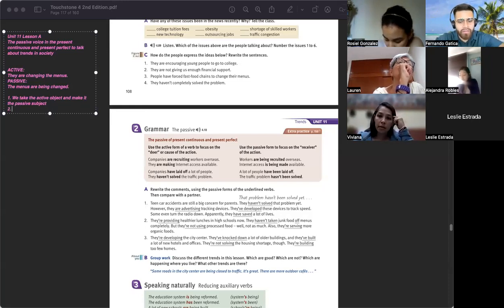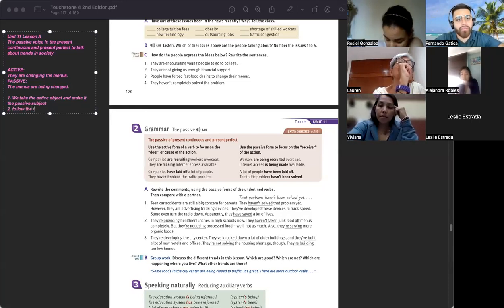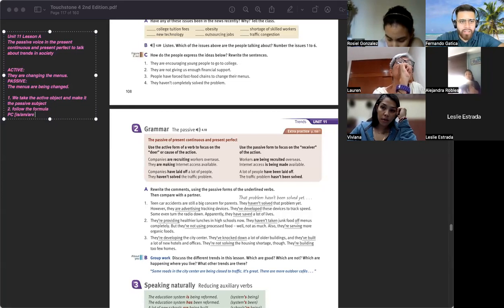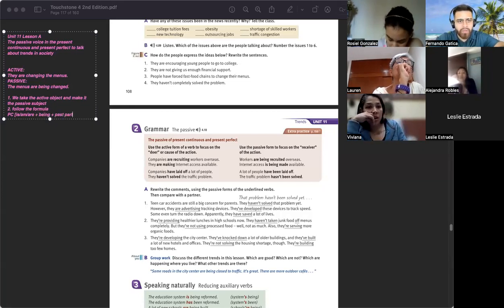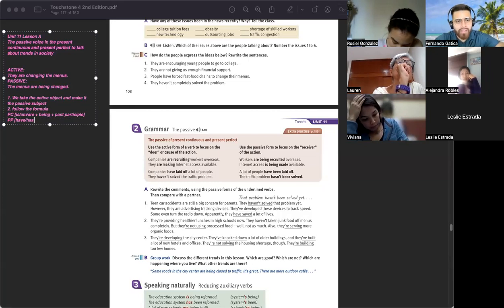Then we follow the formula. For the present continuous, it's is, am, are, plus being plus the past participle. And for the present perfect, it's have or has plus been and then the past participle.